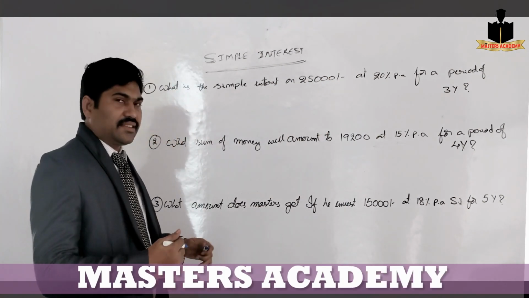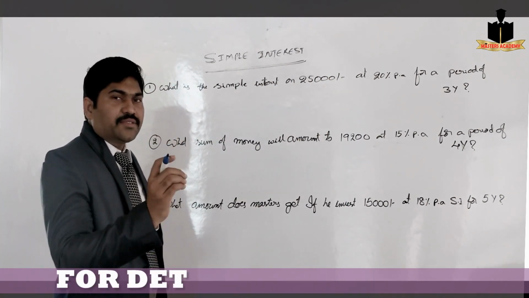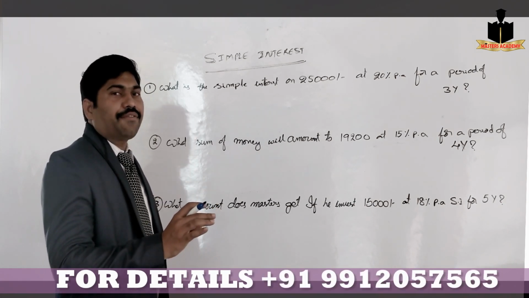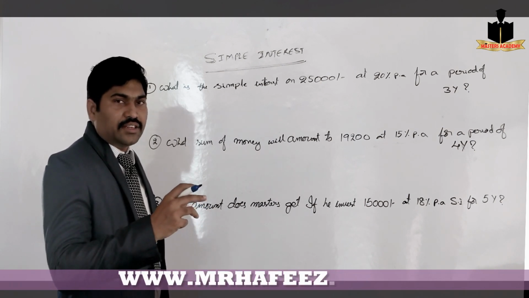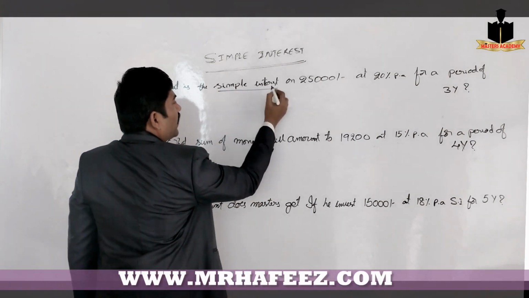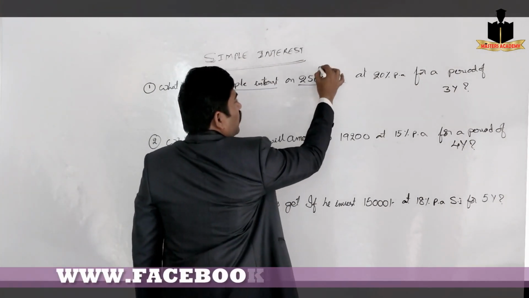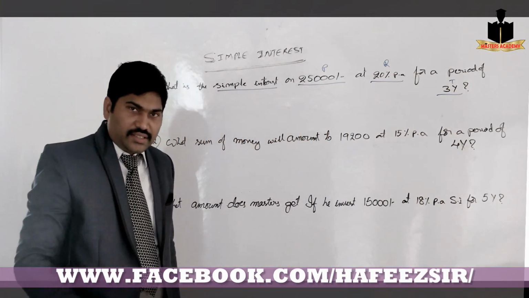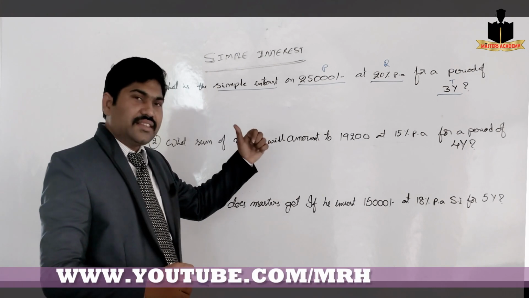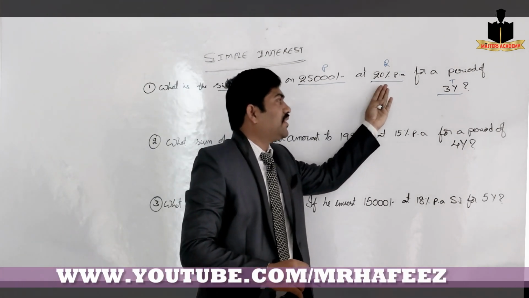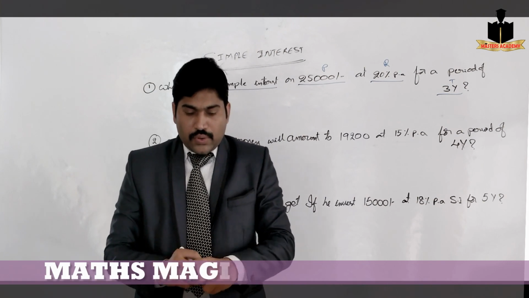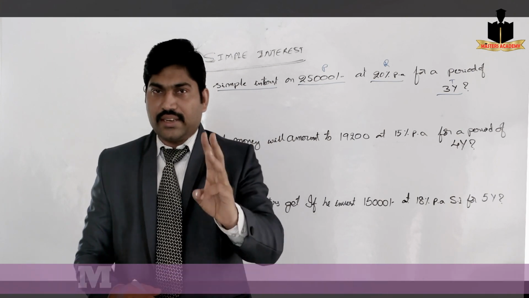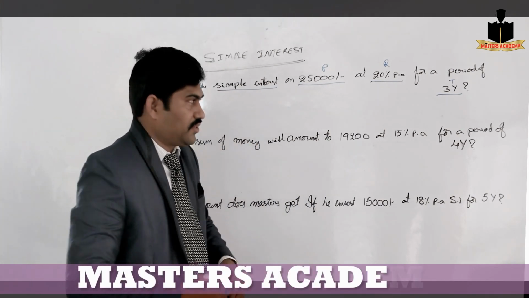First, please understand what exactly we need to find. If it is principal amount, and if it is simple interest, we should calculate simple interest. If it is amount, you should calculate the total amount. And here we need to calculate the simple interest, and this is the principal amount, this is the rate of interest, and this is the time period. Based on just the concept, we will calculate 20% for the first year, 20% for the second year, 20% for the third year. 3 times 20 is 60. Yes, 60%.